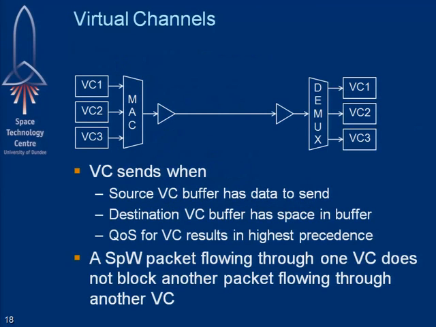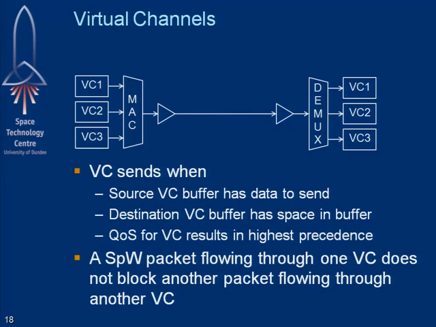Okay, so we'll have a look at this in a bit more detail. Up here we see we've got 3 virtual channels, virtual channel 1, 2 and 3, going into a medium access controller, or MAC. That is selecting who goes next, that the information will be sent across the link, and at the other end we've got a demultiplexer.